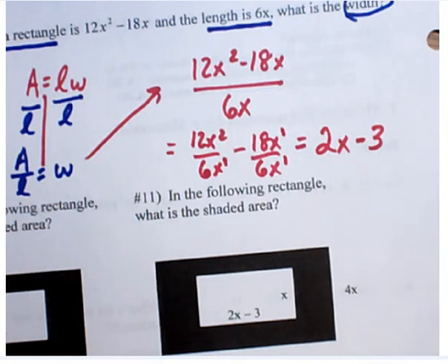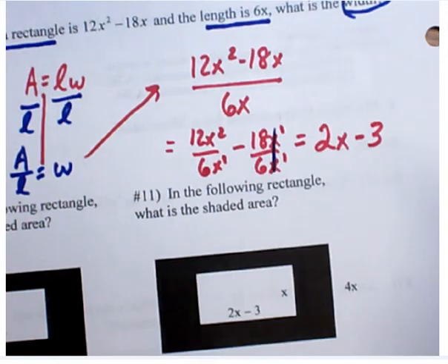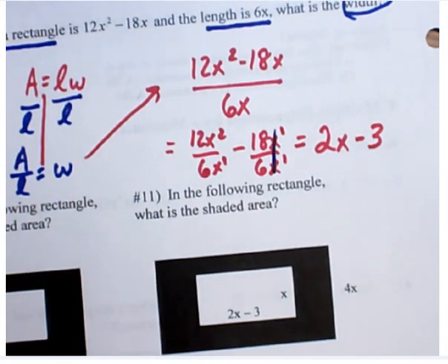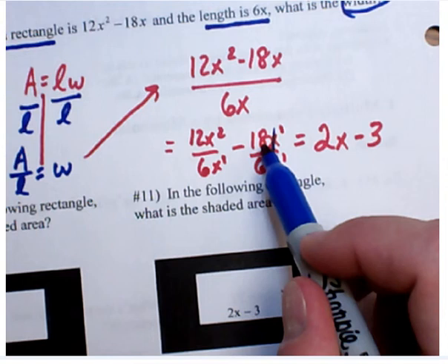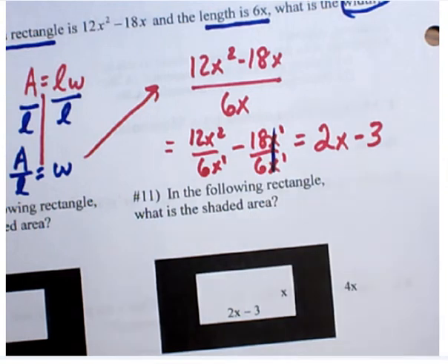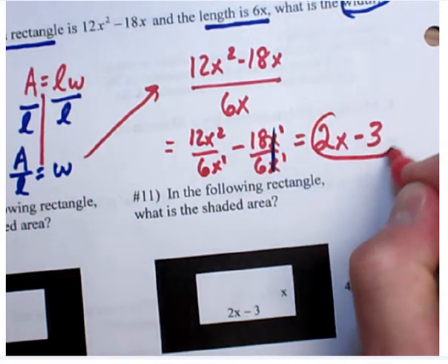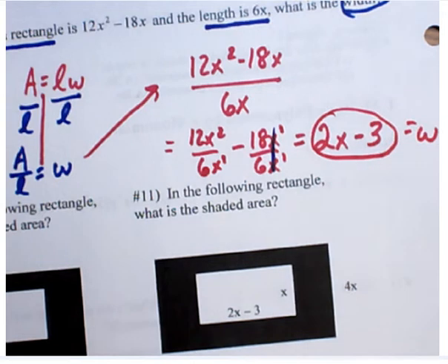So what happens is that the x is reduced to 1. I can cross those out. Right? Now, it's not 0. They just reduce to 1. So what you're left with is minus 3. And that's it. So that's equal to W. That's your width.